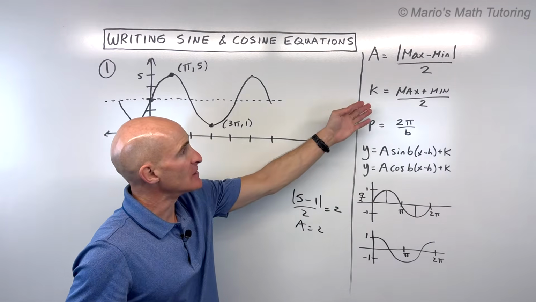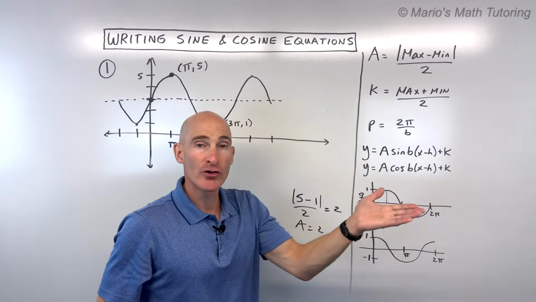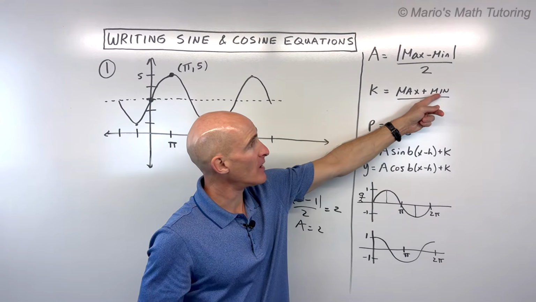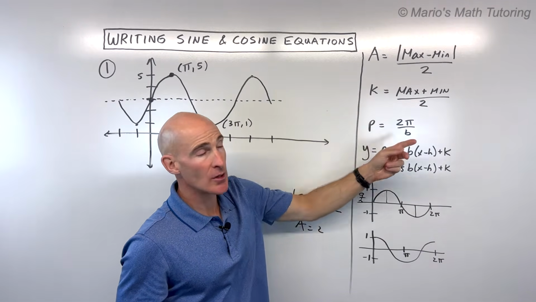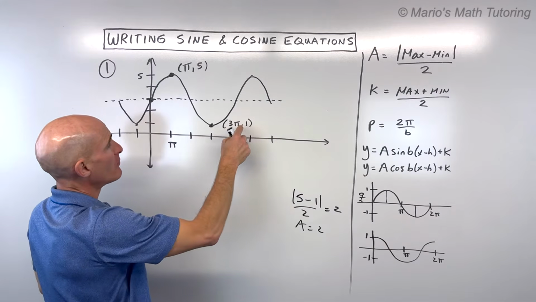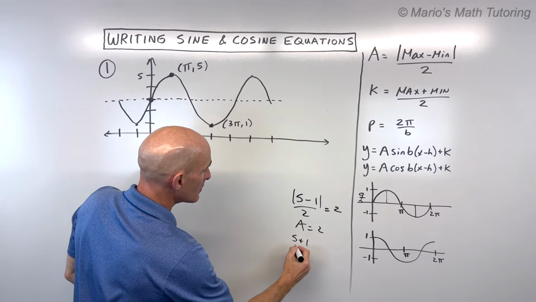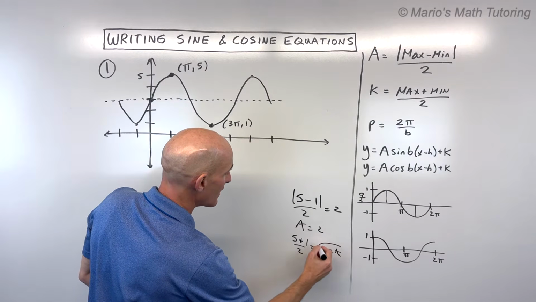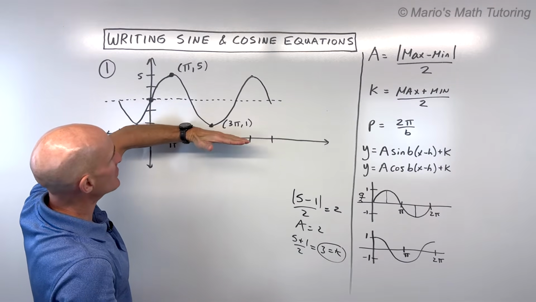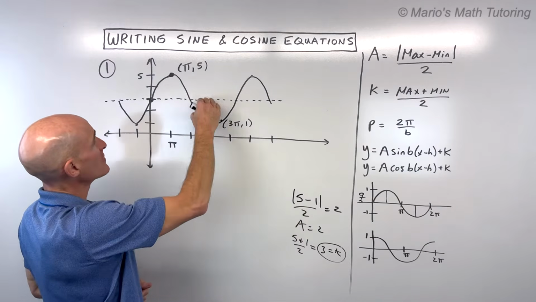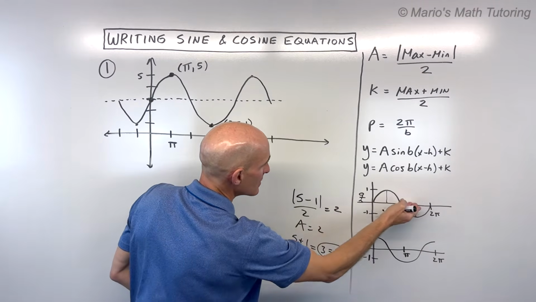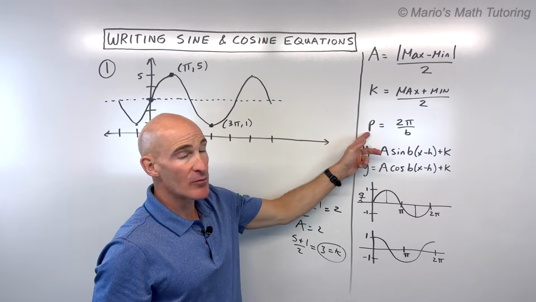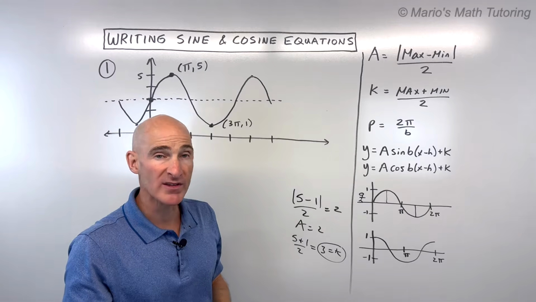Now the next thing is the k value, which represents the vertical shift up or down. The way you can find this is by taking the maximum plus the minimum divided by 2. So here we could say 5 plus 1 divided by 2. That's 6 divided by 2, which is 3. So that's our k value, which means this graph has been shifted up 3 units. And you can see normally this midline is right here on the x-axis, but now it's been shifted up 3.